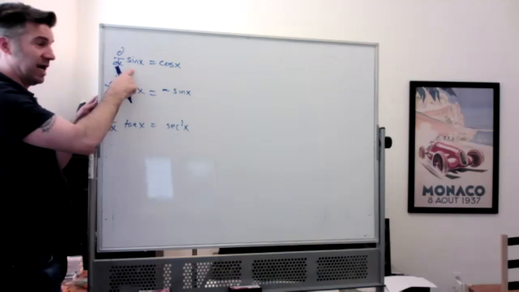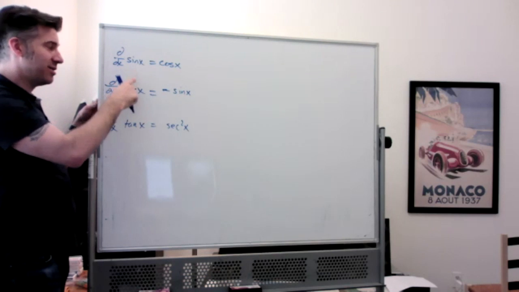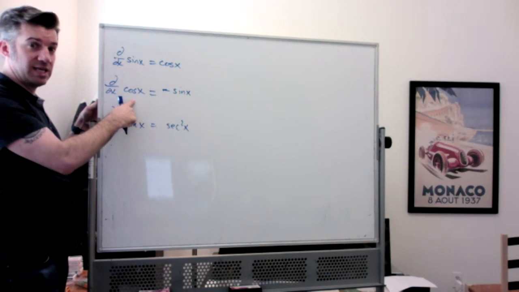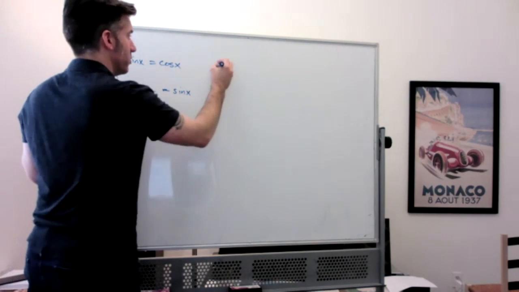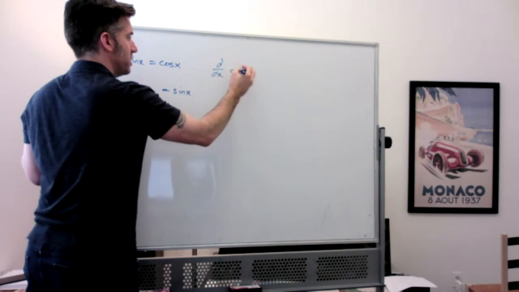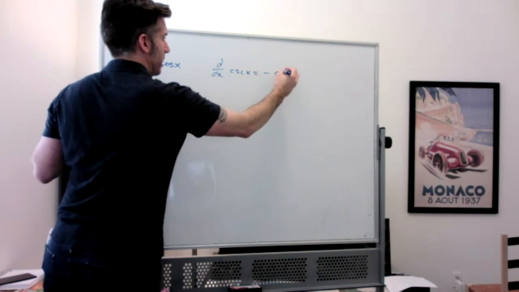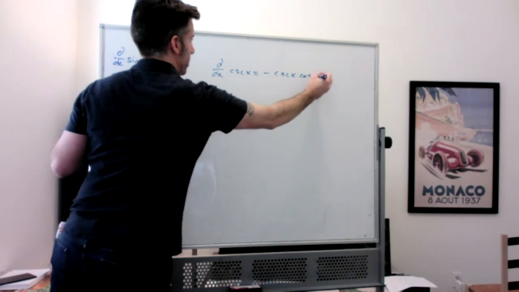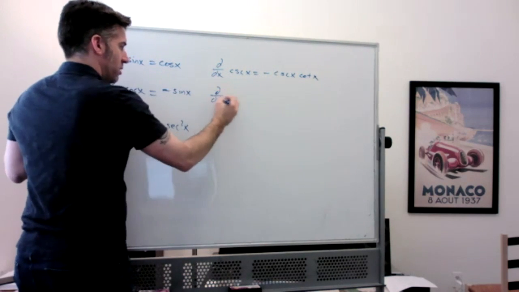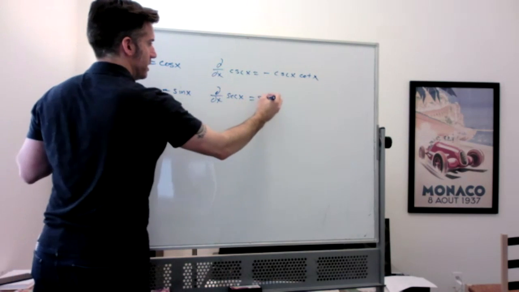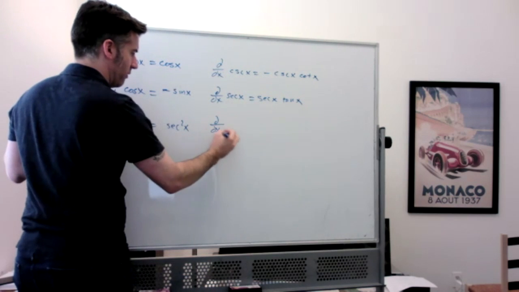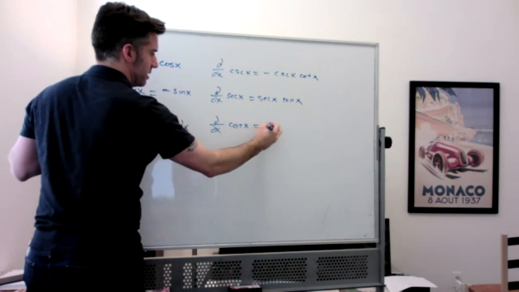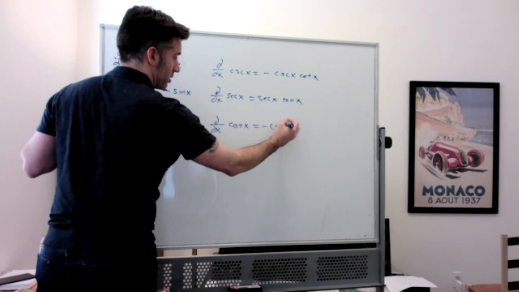So to the right of sine, we're going to write the derivative of cosecant. To the right of cosine, we're going to write the derivative of secant. And to the right of tangent, we're going to write the derivative of cotangent. So the derivative of cosecant of x is negative cosecant x cotangent x. The derivative of secant of x is secant of x times tangent of x. And the derivative of cotangent of x is negative cosecant squared of x.